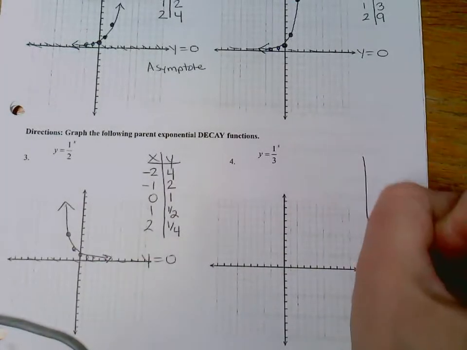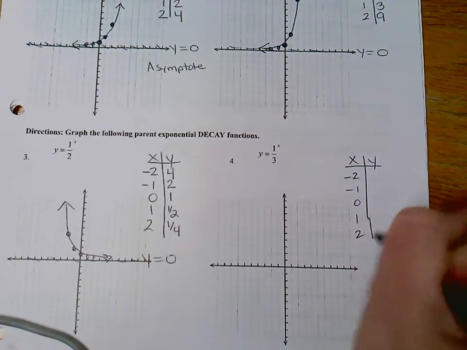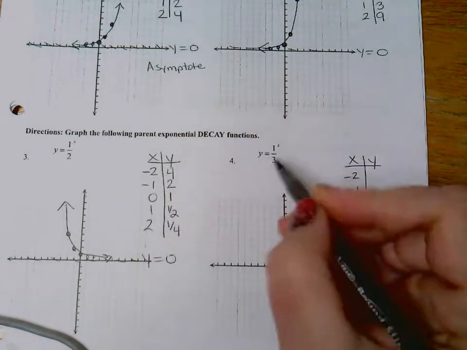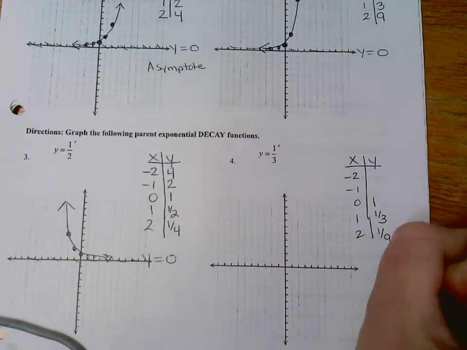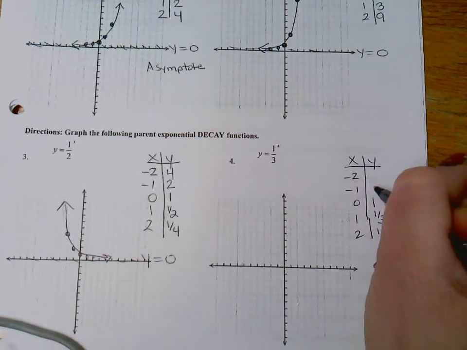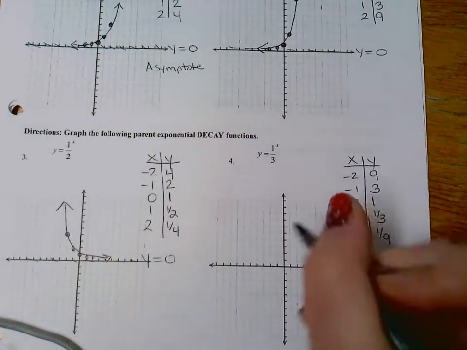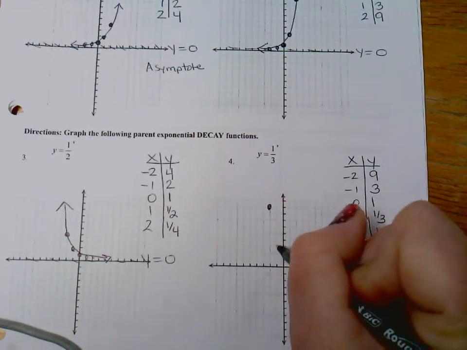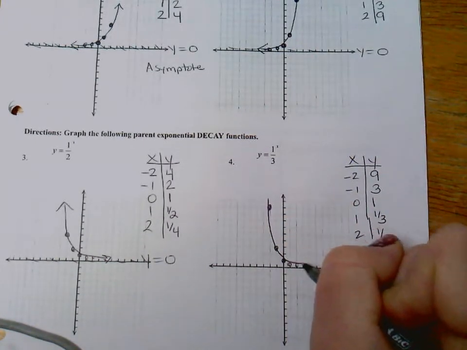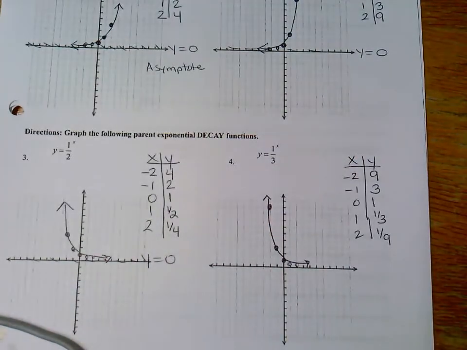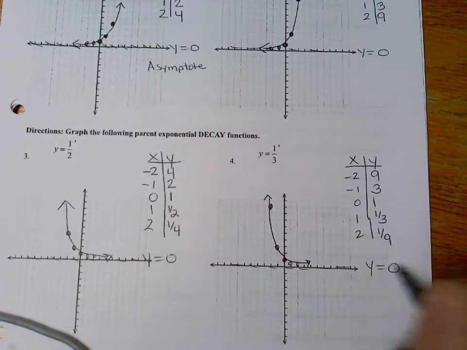When I create that table of values, anything to the 0 power would be 1. 1/3 to the first is 1/3. 1/3 squared is 1/9. Raise it to the negative first power and you'd be at 3. Raise it to the negative second power and you'd be at 9. So when I plot those points, it's going to be a reflection over the y-axis. Lastly, I should write down that it has an asymptote at y equals 0.